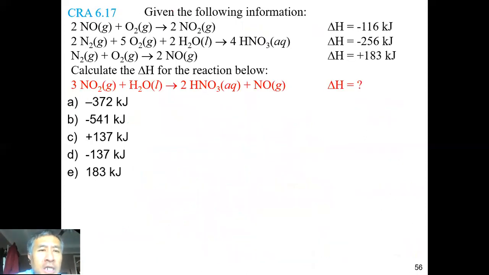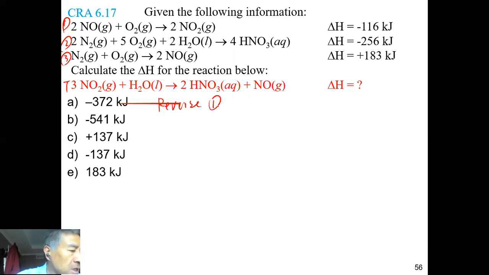Okay, CRA 6.17 gives the following equation, and you want to calculate the delta H. It's very similar to the last two problems, so we'll do this in a similar way. If I call these equation 1, equation 2, equation 3, and equation T, what we need to do is reverse 1 and then multiply by 3/2. We'll see why we do that. Why do we reverse 1?